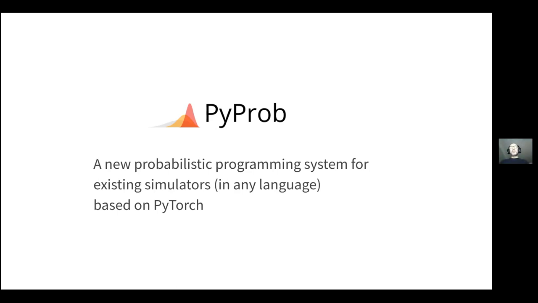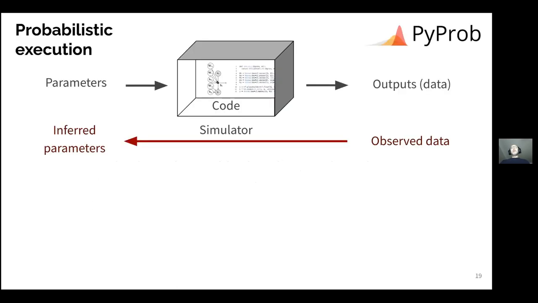But the summary is that you can take PyProbe, you can take an existing simulator in your field. You need to do some bit of work to combine these two pieces by directing the random number sampling in your simulator to PyProbe. Other than that, you can completely keep your code base untouched and you can treat your simulator as a probabilistic program. So that was a high level description.